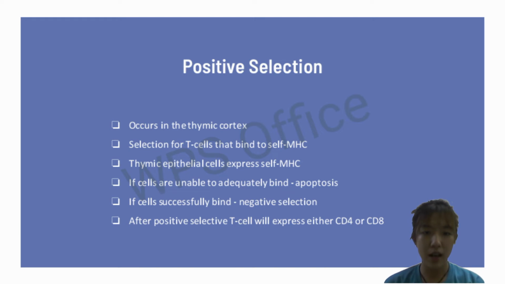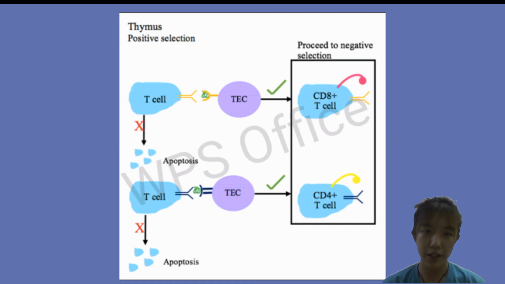T cells that are able to successfully bind to self-MHC will go on to the next step of T cell development, which is termed negative selection. After positive selection, the T cell will express either CD4 or CD8, but not both. Now let's look at the figure here.